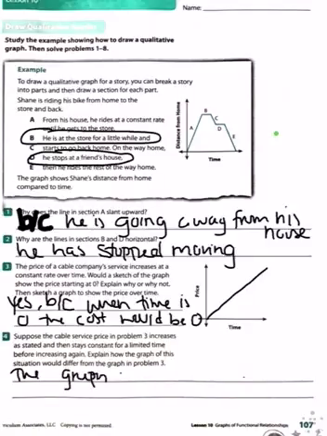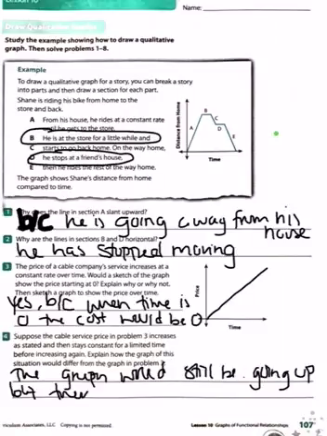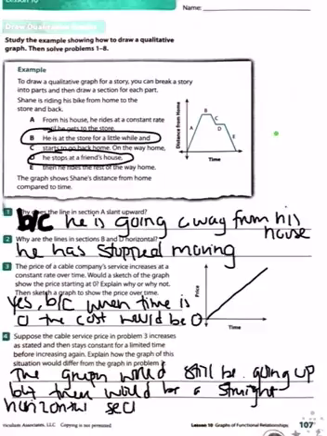The graph would still be going up, but there would be a straight horizontal section in the middle, because it says it stays constant. So that would be a straight horizontal line. It would look like this.